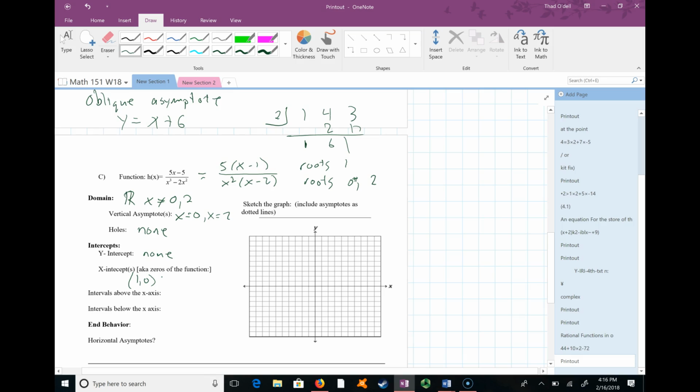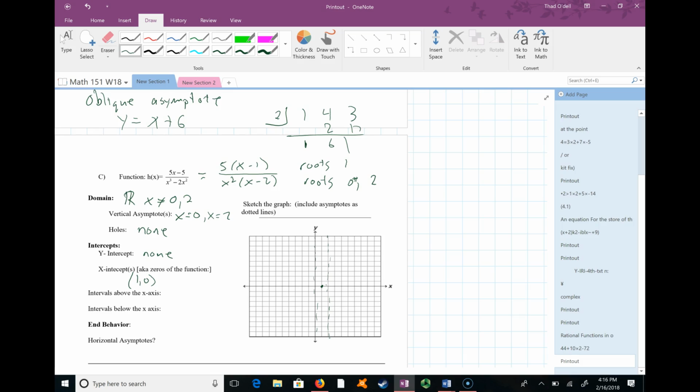Okay, so let's graph a few things. So 1, 0 would be right there. We have an asymptote right there. We have another asymptote at 2 right there. We have an x-intercept. Oh, you already got that? Yep.